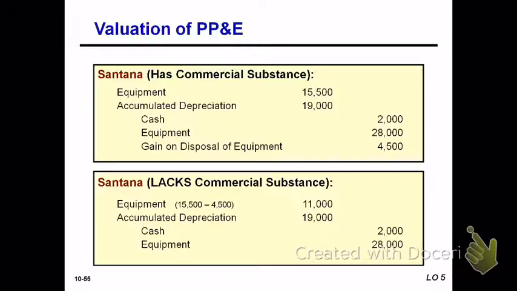But if it lacks commercial substance, it changes. And what happens is you no longer will reflect this gain. And the way you take it off the books is you adjust the value of the piece of equipment they received. So by showing this at the lower value, when they're finally done with it and it's been fully depreciated, they're probably going to be able to sell it for $4,500 more than the book value they have. And that would be deferring the gain. So you defer it until you actually sell it to another party.